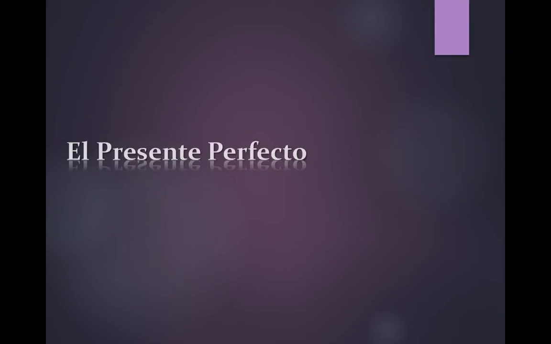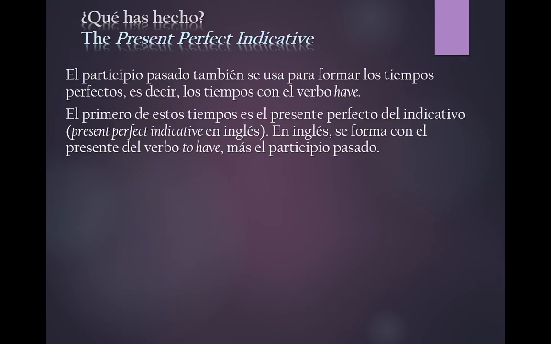In this presentation, we're going to learn how to form the present perfect in Spanish, el presente perfecto. El participio pasado también se usa para formar los tiempos perfectos, es decir, los tiempos con el verbo have. Past participles are used in Spanish to form what we call the perfect tenses. These are the tenses that in English use the verb have. For example, I have worked, we have seen, they have gone, etc.